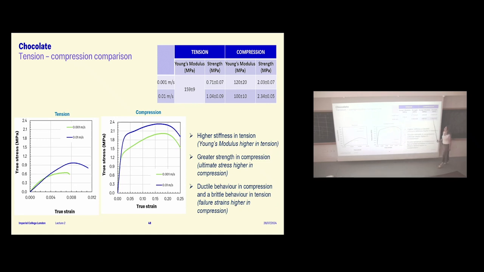And here is a table that summarizes the modulus difference in tension and compression. Also, the modulus was different, but not by much, 160, 120, and there are some error bars. But definitely the strength almost doubled, going from tension to compression for both of those rates. So that's what this says.